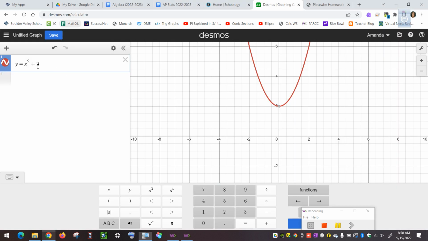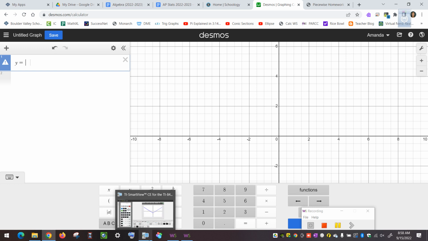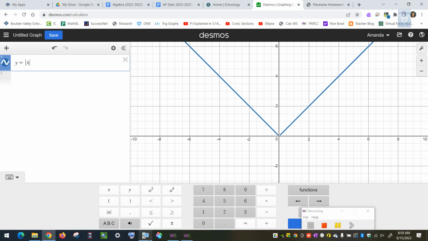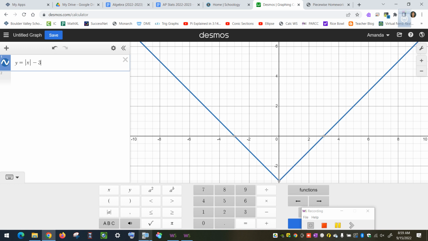On Desmos, you can clear out an equation here by pressing the X. So I'm going to start by doing y equals again. And the absolute value, that's just this button right here. So it looks like the absolute value of A. You're going to go ahead and press that. It's kind of like the graphing calculator one. Now you're going to go ahead and type in the X on the inside. We're going to have to arrow over to the right again to get on the outside of it, and then when we do the -3, we can see the same result that we saw on the calculator.